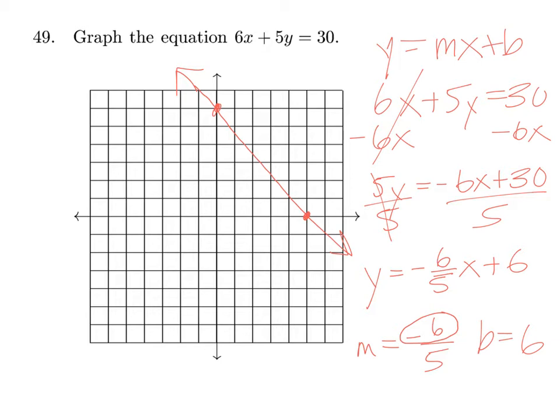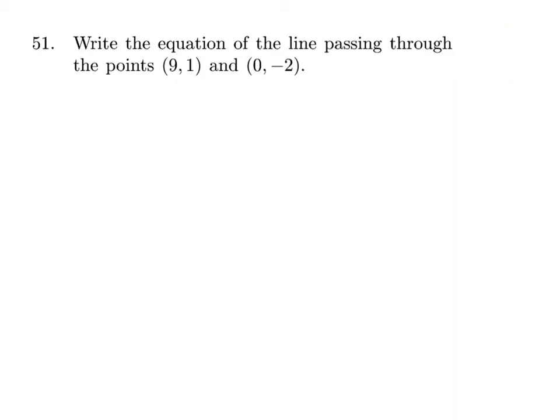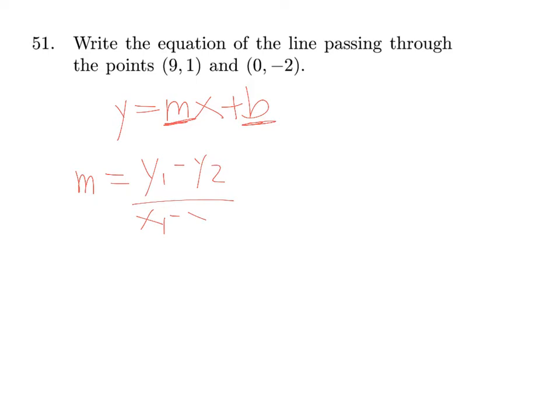Alrighty, that's it. Write the equation of the line passing through the points. Okay, this is very similar to what we did before. First thing, in order to construct a line, you need to figure out the slope and the y-intercept. Slope, super simple. We did that plenty of times before. y1 minus y2 over x1 minus x2. All right, there's your x1, y1, x2, y2. Plug the information in.